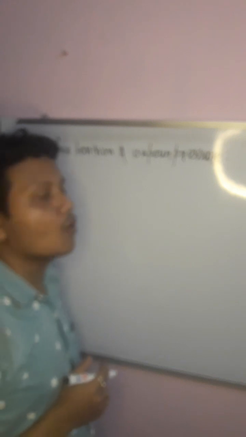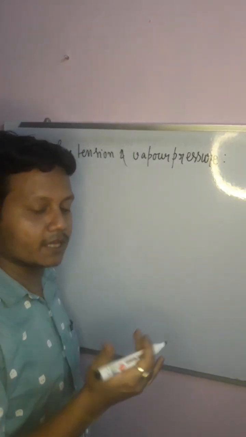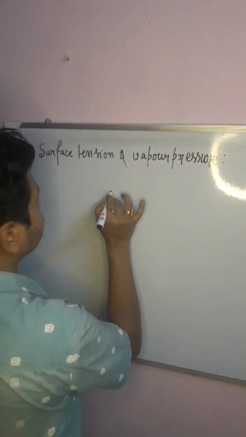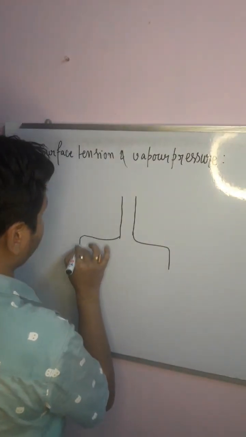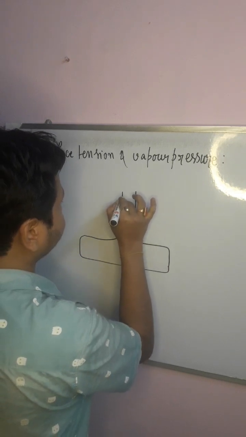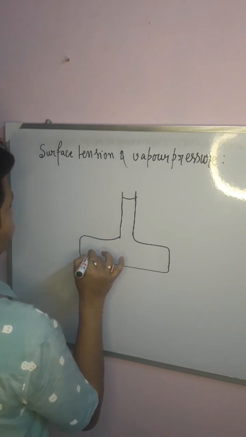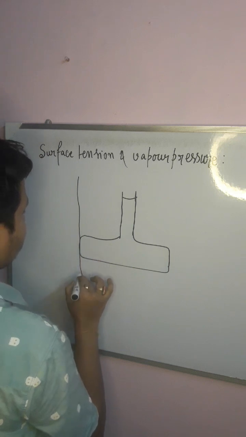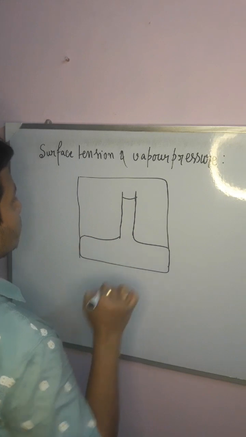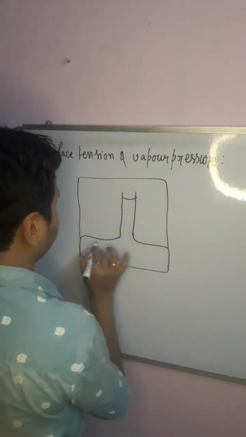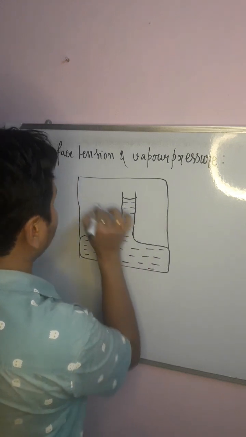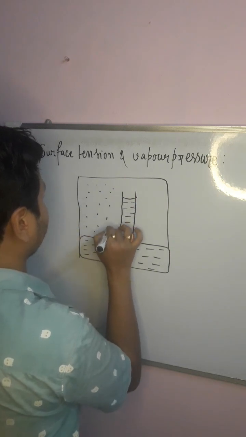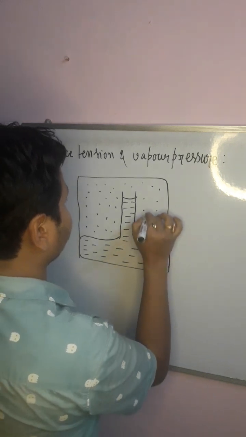So for this purpose we take the example of a concave meniscus, that is when a liquid is dipped in a capillary tube that wets the walls of the tube, we know that a concave meniscus is formed. A concave meniscus is formed like this. So this is the liquid and this is its saturated vapor, we denote it by dots.